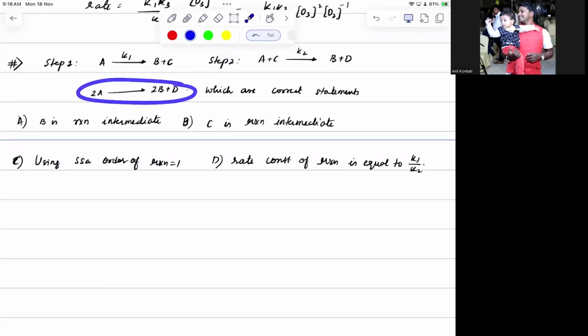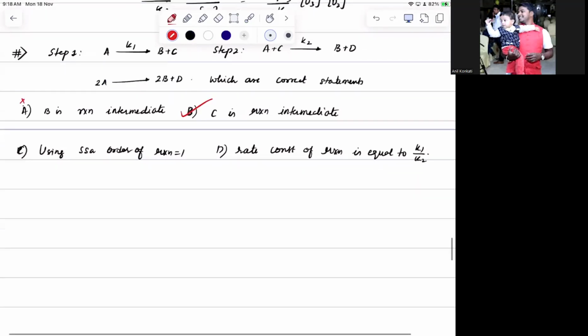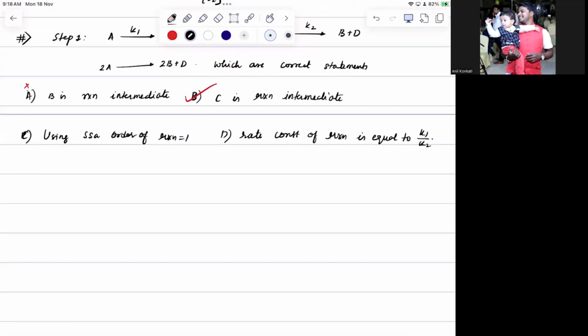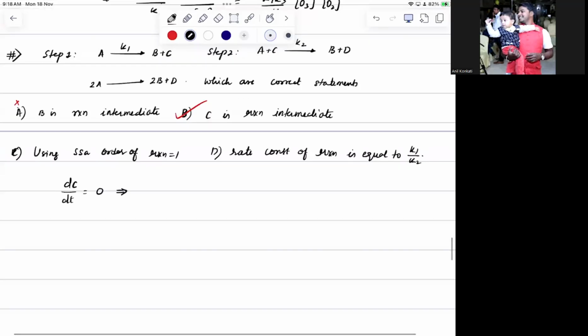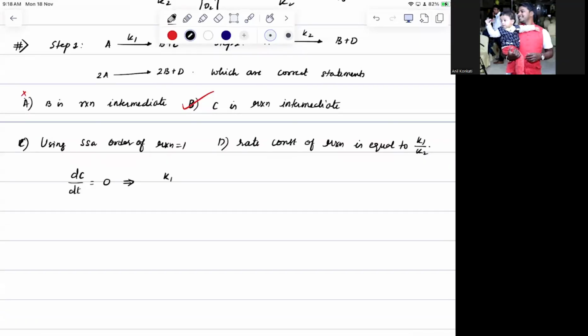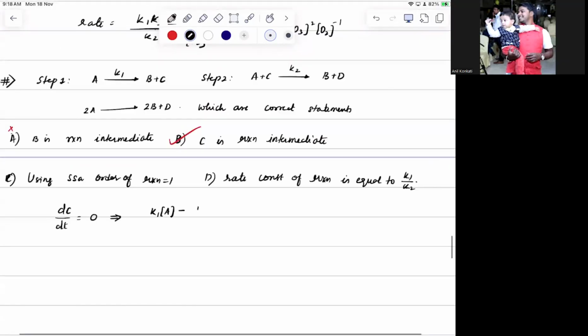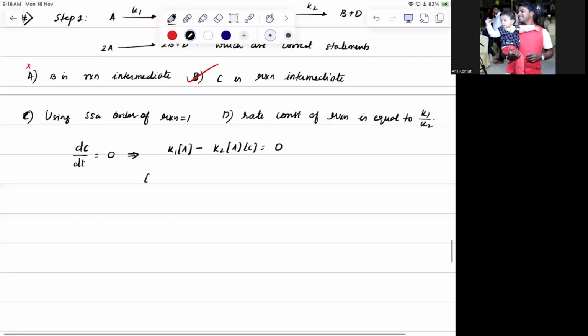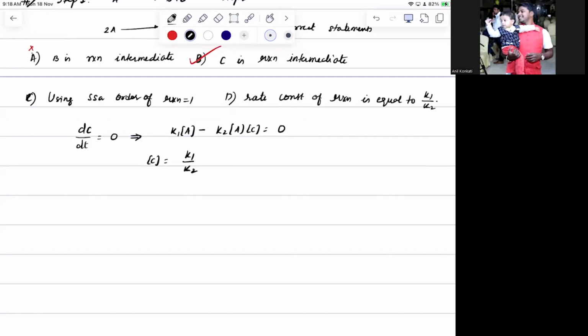See, this is the overall reaction, in which you don't see C present, correct? Which means C is the actual reaction intermediate. So therefore, option B is correct. A is not. Next, using SSA, dC by dt has to be 0, which implies, where is C produced? C is produced in step 1 and it is lost in step 2. So K1 into A minus K2 into A into C is equal to 0. So from here, C is equal to K1 by K2. So it just remains constant as K1 by K2.